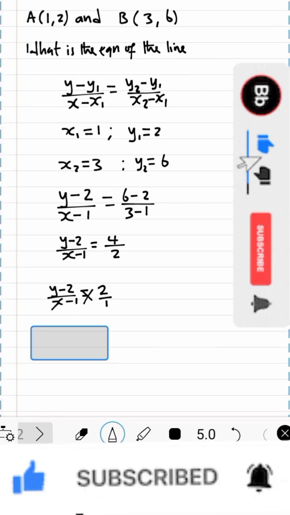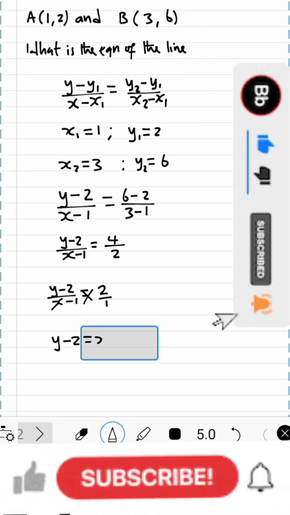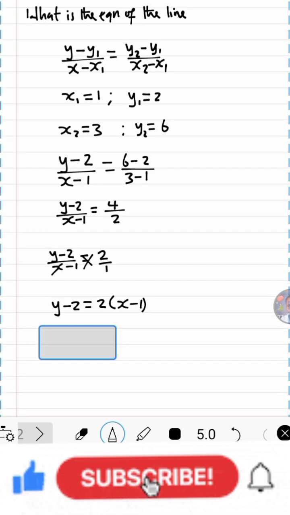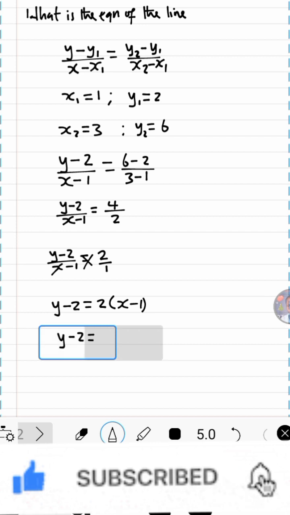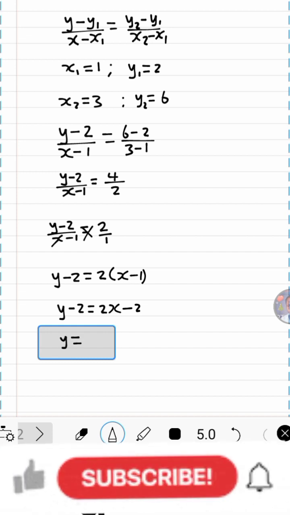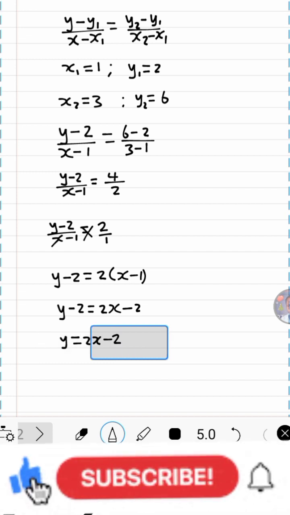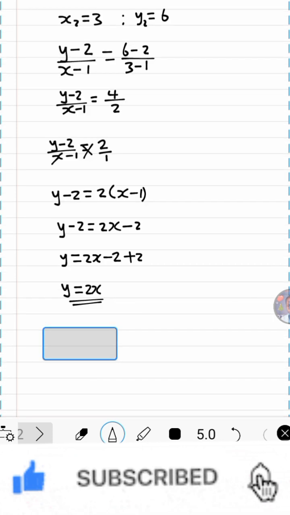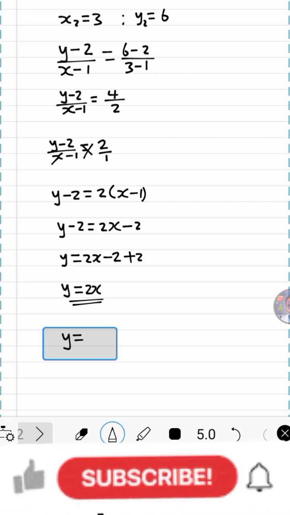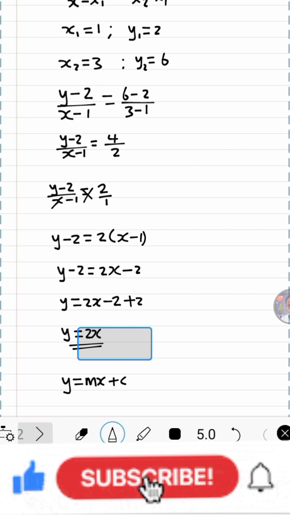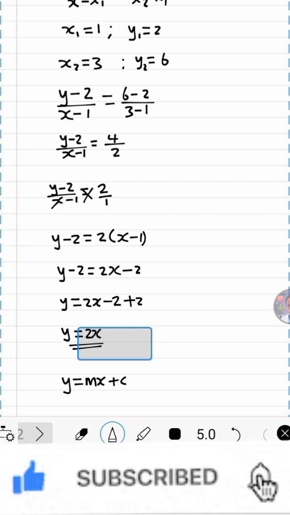Over 1. Therefore, I have y minus 2 is equal to 2 into bracket x minus 1. Let's open the bracket. We have 2x minus 2. Therefore, y is equal to 2x minus 2 plus 2. Therefore, y is equal to 2x. And what does this mean? We said that earlier that the general form of equation of a straight line is equal to what? Y is equal to mx plus c. But there is no c here. It means that the constant term is 0. So this is an equation of a line that passes through the origin.